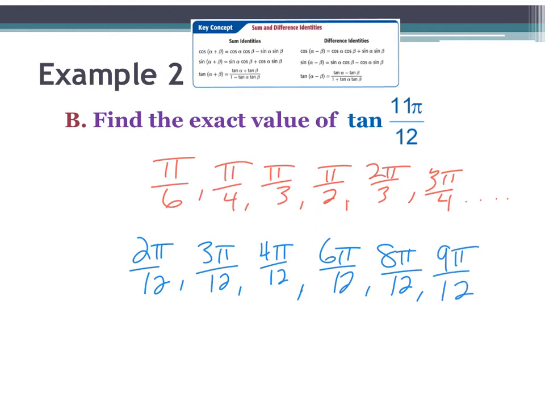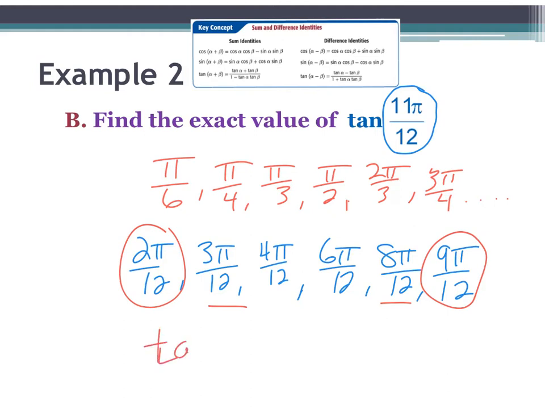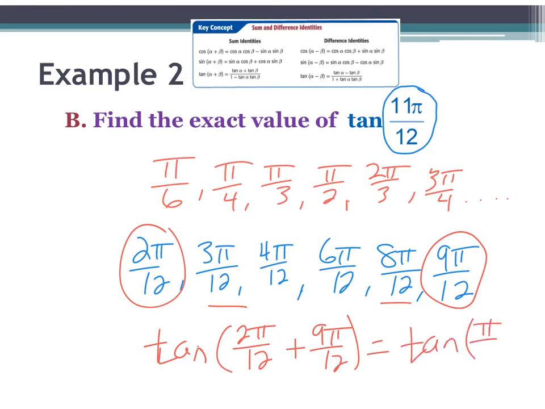And if you look at it in terms of 12ths, then what two add up to or subtract to 11 pi over 12? Well, right away we can use a couple different ones. In fact, you could write it as 2 pi over 12 plus 9 pi over 12. Those two work. And also 3 pi over 12 and 8 pi over 12 work as well. But it's a sum. In fact, if I look at the first two that I circled, I can write 11 pi over 12 as the tangent of 2 pi over 12 plus 9 pi over 12, which is the same as pi over 6 and 3 pi over 4.